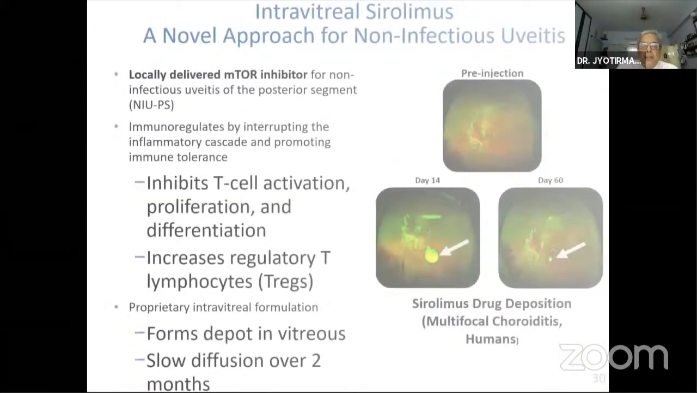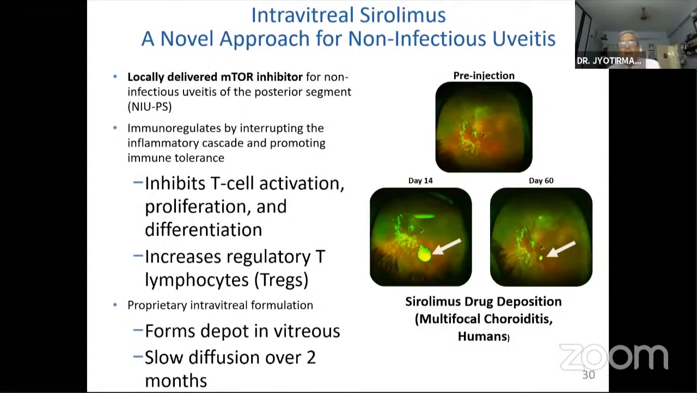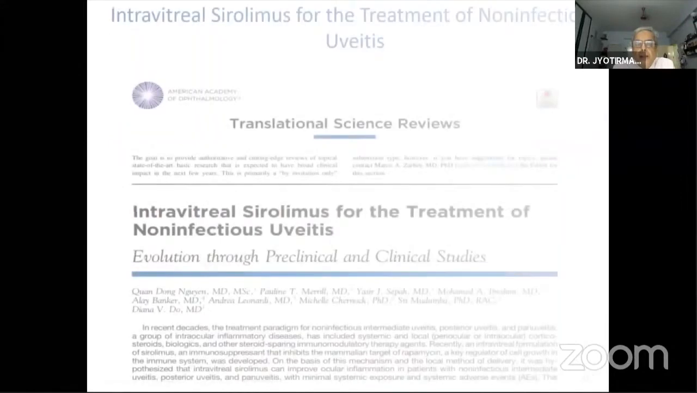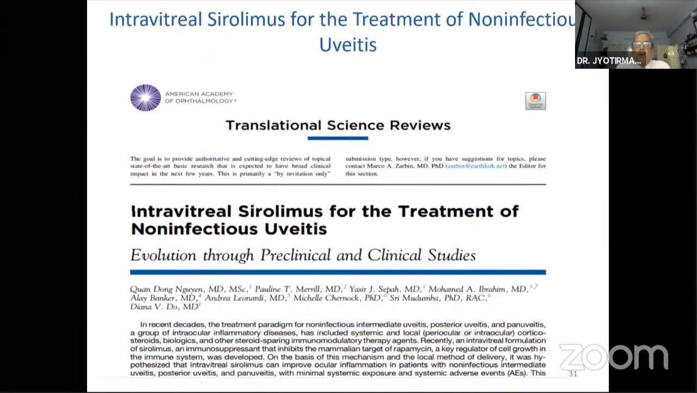This is a locally delivered mTOR inhibitor, which inhibits T cell activation, proliferation, and differentiation, and increases regulatory T lymphocytes. There is a pre-injection image, and you can see the drug depositions slowly diffuse and form deposits, with slow diffusion over 2 months. This has come from preclinical to clinical studies.